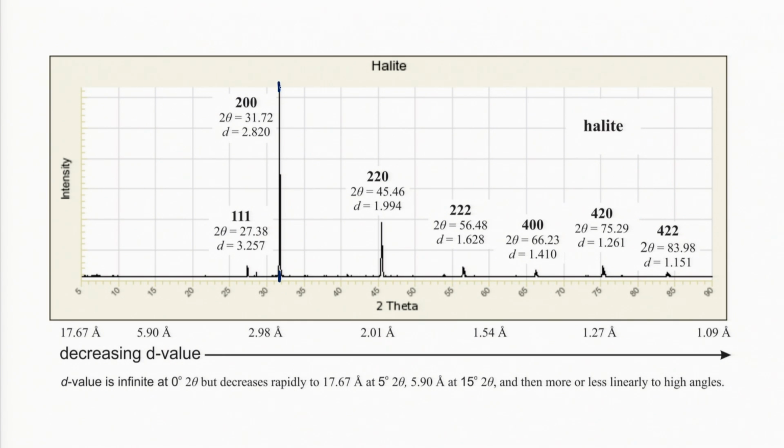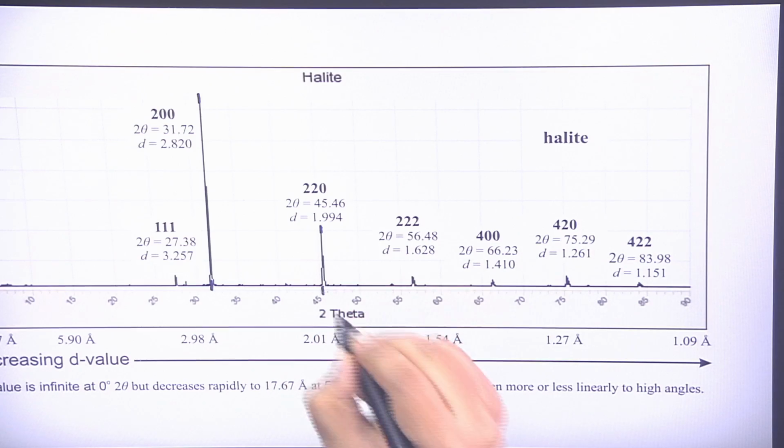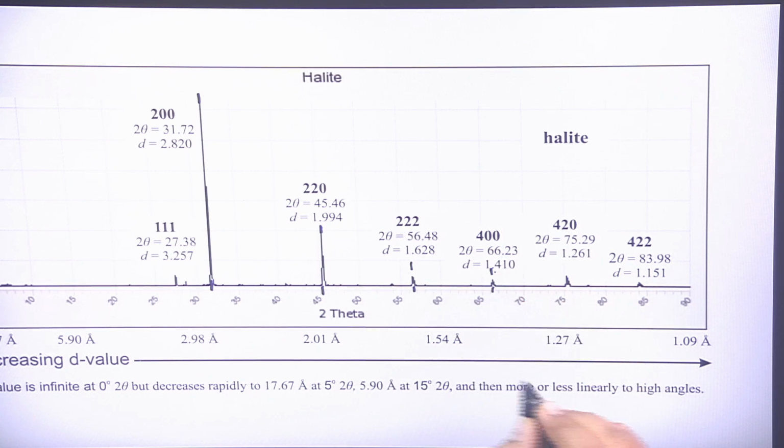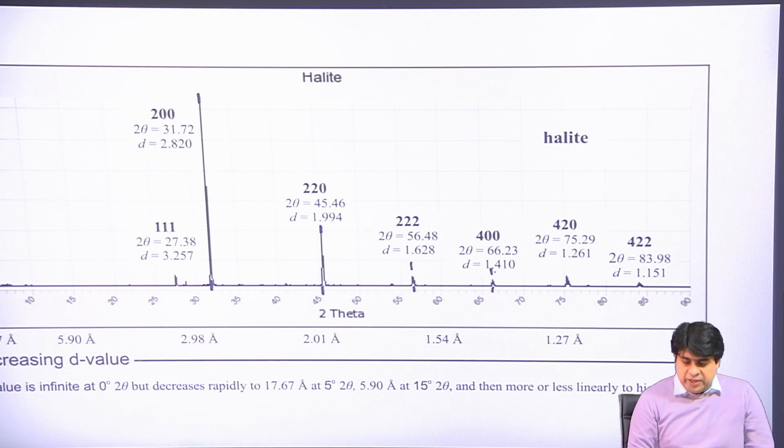Basically you get this type of diagram, and at particular 2 theta values you see a reflection. There is a reflection at this value, at this value, and at this value. This is an X-ray pattern for the halide, and at particular 2 theta you get different intensities for different HKL planes.